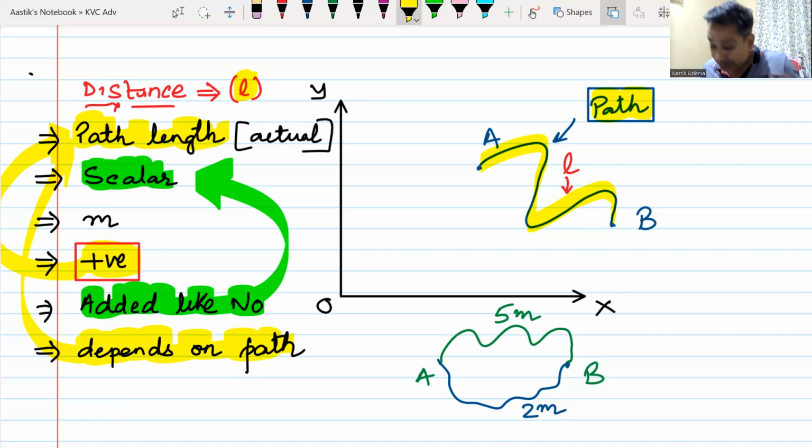Okay. That's all. That's everything that you need to know about distance. Go through this, note it down. I'll give you 1 minute. I hope you have understood this, right? Yes.